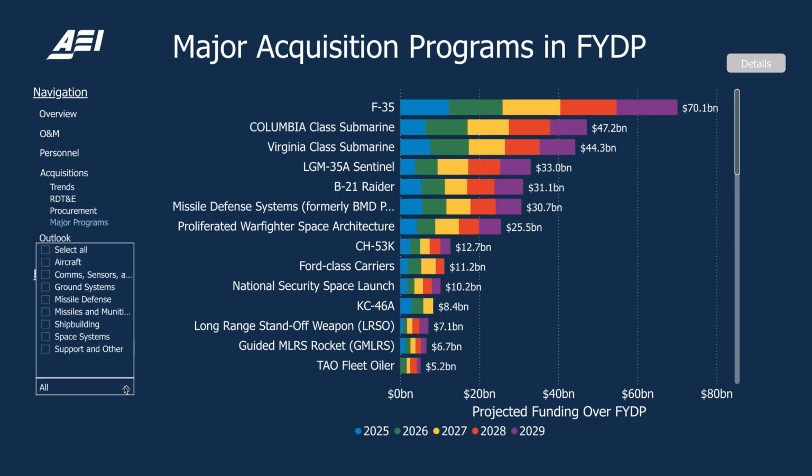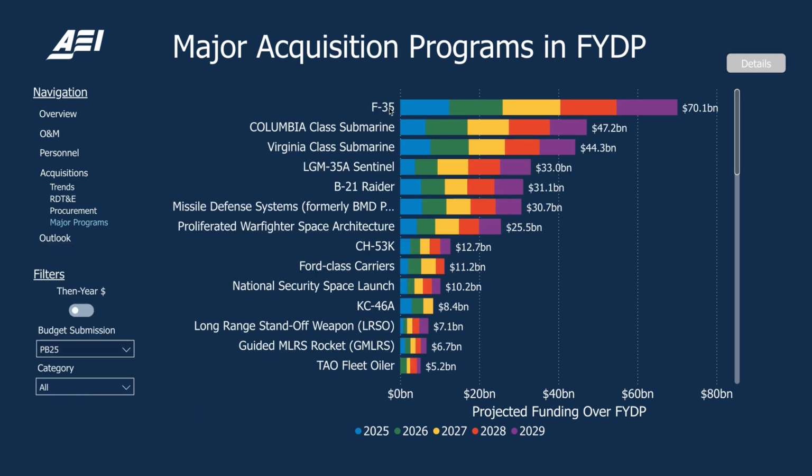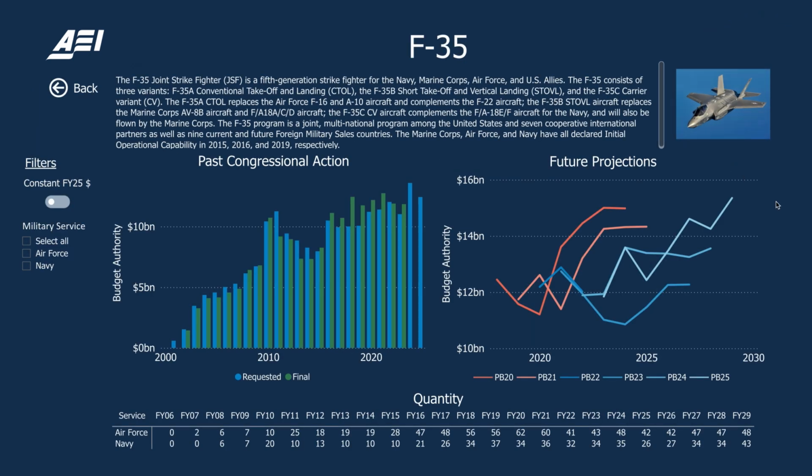You can also filter it by category. If you just want to focus on shipbuilding, for example, just pull up those major programs. And of course, they're rank ordered by the total amount of funding over the 5-year projection. If you click on the name of one, the details page will come up. And that will take you to a page for that particular program.